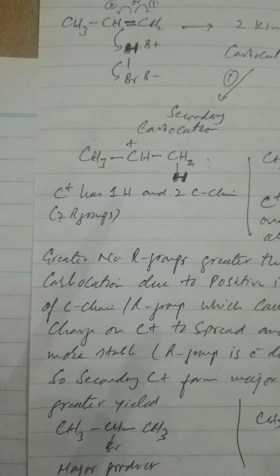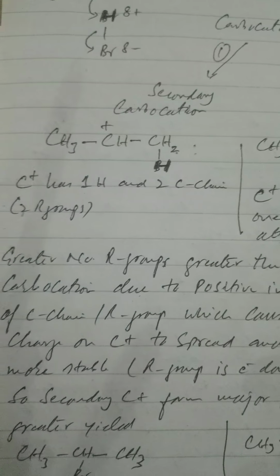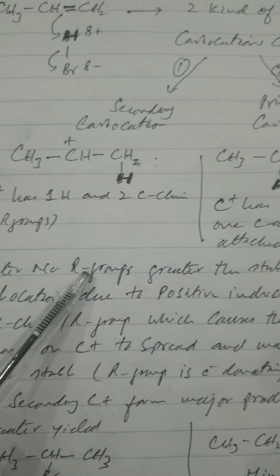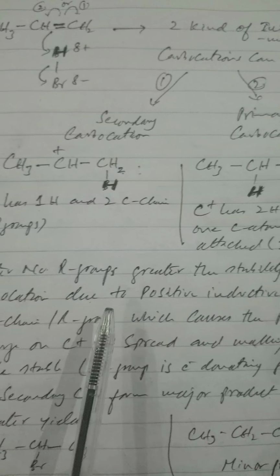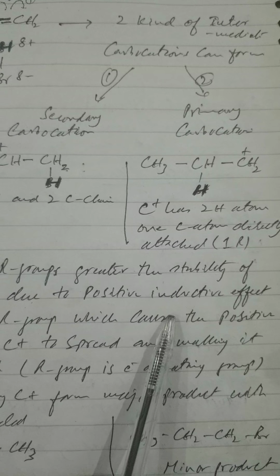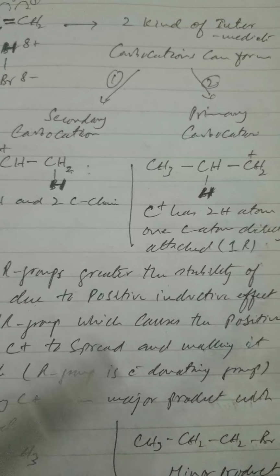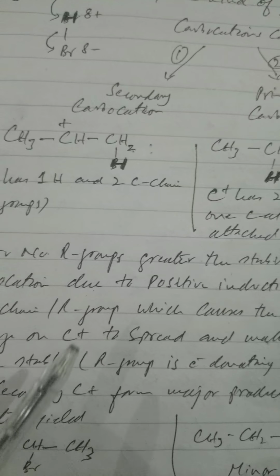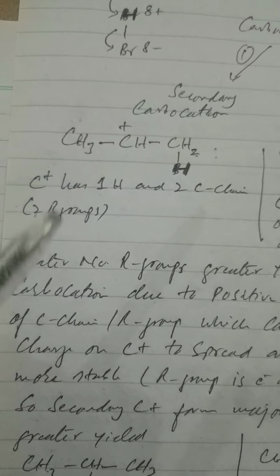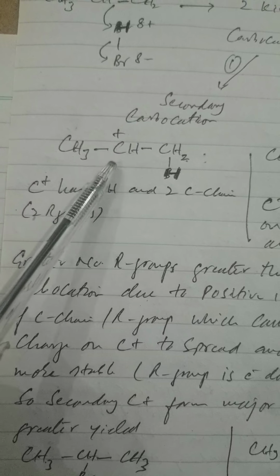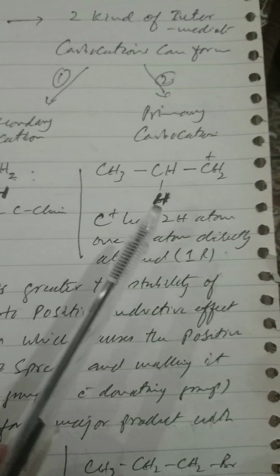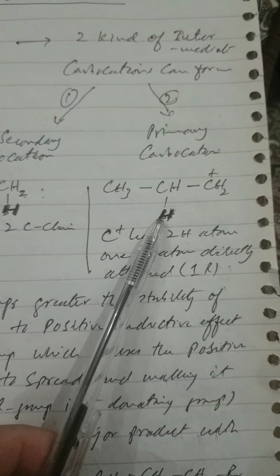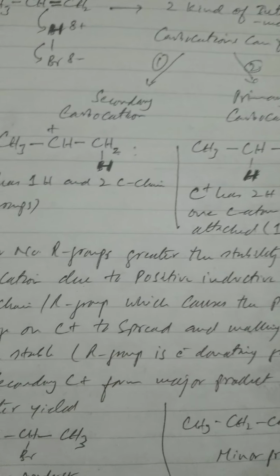So according to Markovnikov and the rules of stability, the greater the number of R groups, the greater the stability of the carbocation. This is due to the positive inductive effect, which means electron donating effect. The R group has an electron donating effect, and due to this, the positive charge density is reduced because of two R groups here. But here only one R group reduces the positive charge density to a lesser extent.